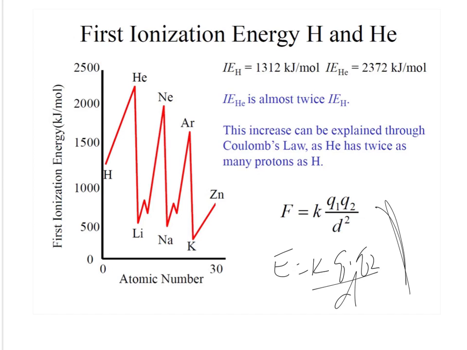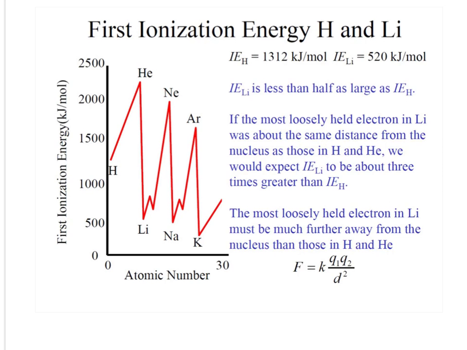So the 2 electrons in helium are about the same distance from the nucleus as the electron in hydrogen. So if the ionization energy of lithium is half as large as the ionization energy of hydrogen, if the most loosely held electron in lithium was about the same distance from the nucleus as those in hydrogen and helium, we would expect the ionization energy of lithium to be about 3 times greater, right? The most loosely held electron in lithium must be much further away from the nucleus than that in hydrogen and helium.